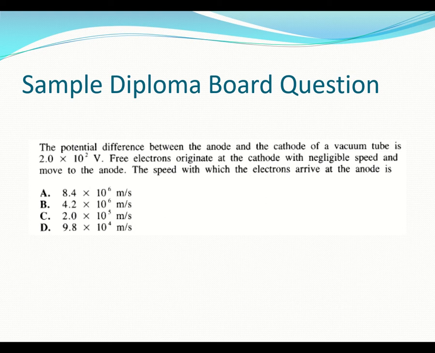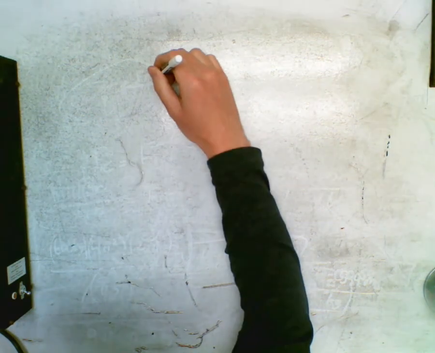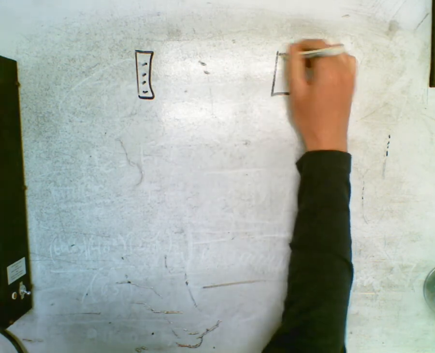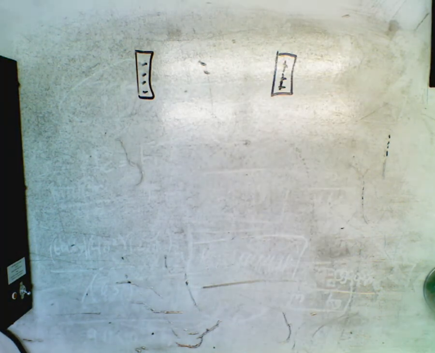This first one: the potential difference between the anode and the cathode of a vacuum tube is 2 times 10 to the 2 volts. Free electrons originate from the cathode with negligible speed and move to the anode. The speed of the electrons as they arrive is... This is one of those law of conservation of energy questions. What they're talking about here is the acceleration chamber. In the acceleration chamber, we have our cathode, which is negative, and then our anode, which is positive.